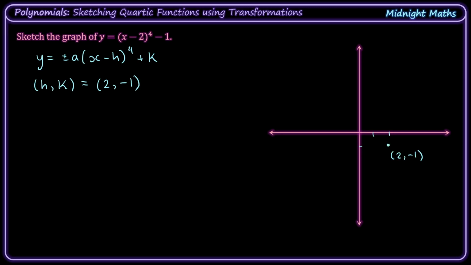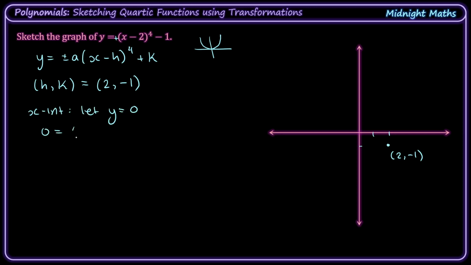Now I know that because my graph has a positive sign, it will be like a happy face, like a positive quadratic, so it will be upward facing. So I know that it will look something like this. But before I draw it, I'm going to find some intercepts to make it easier to draw as well. So to get my x-intercepts, I'm going to let y equal 0.